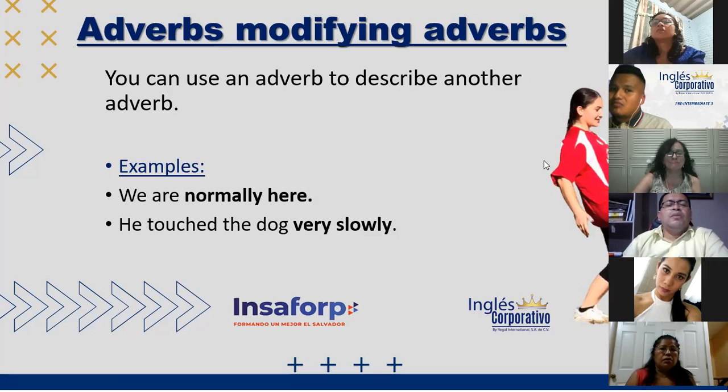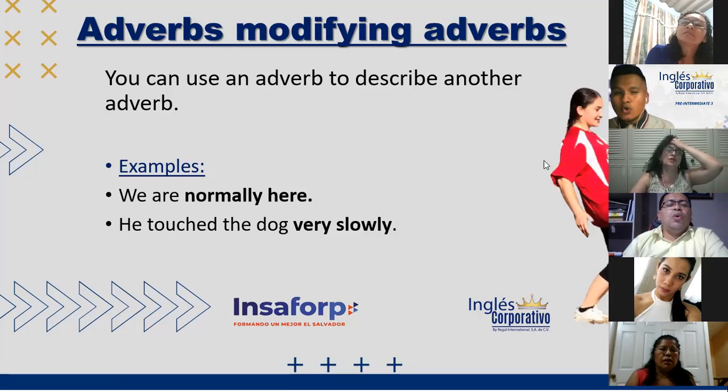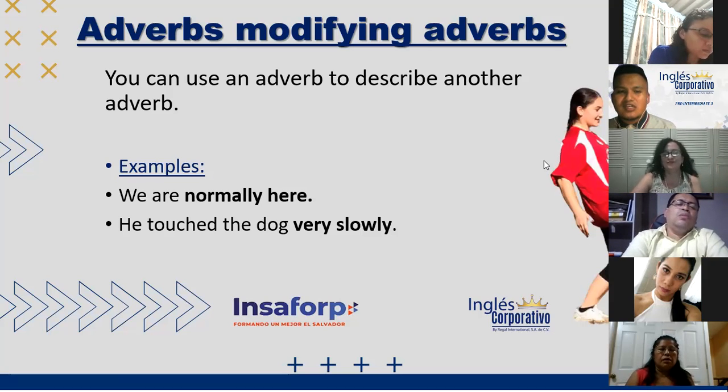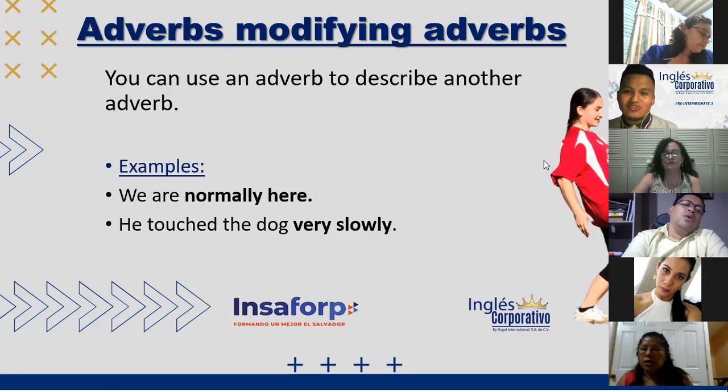Muy lento. Who touched the dog? Okay, si utilizamos who, sería ¿quién? Entonces, en la oración no sabemos quién lo tocó.